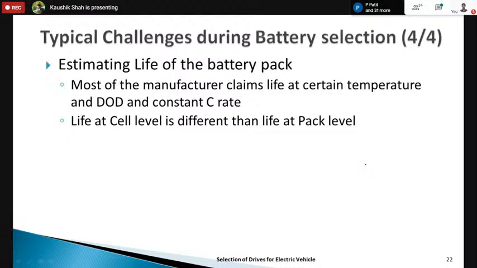And the fourth is estimation of the life of the battery. I think earlier sessions must have talked about it, that most of the manufacturers claim life. If you look at most of the suppliers from China, they talk about a certain life at a certain temperature, and this is a function of temperature.